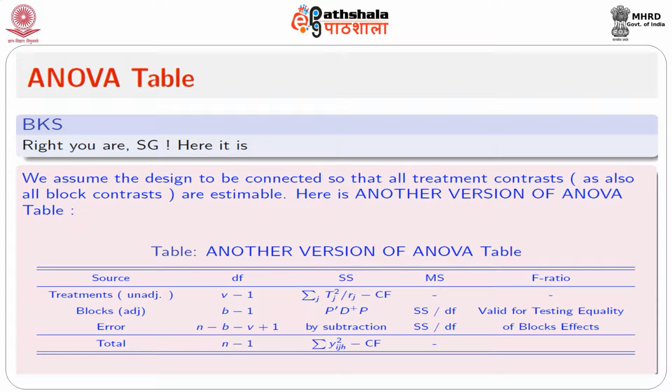Sir, I think there is a counterpart of what you have said involving the treatment effects. Am I right, sir? Yes, you are very right. We assume that the design is connected so that all treatment contrasts as also all block contrasts are estimable. See, here is another version of the ANOVA table. I think this is what you are referring to.